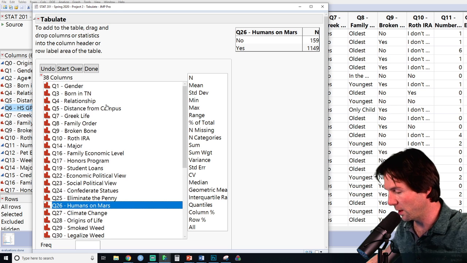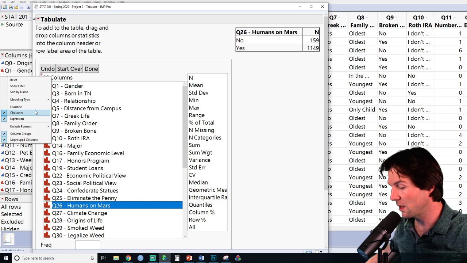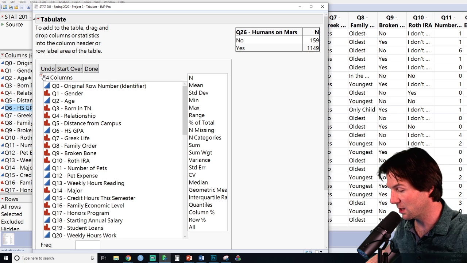We already have our categorical variable. Now we need a quantitative one. I'm kind of using these options here to select and deselect stuff.